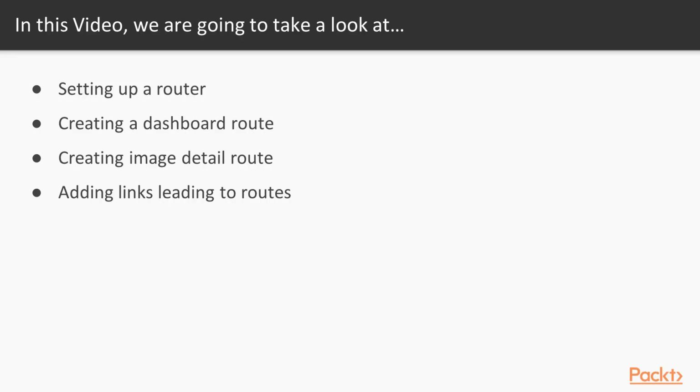Basically, there will be 4 steps: setting up a router, creating a dashboard route, creating an image detail route, and adding links leading to routes. So, when you click a link, you are redirected to a concrete route.